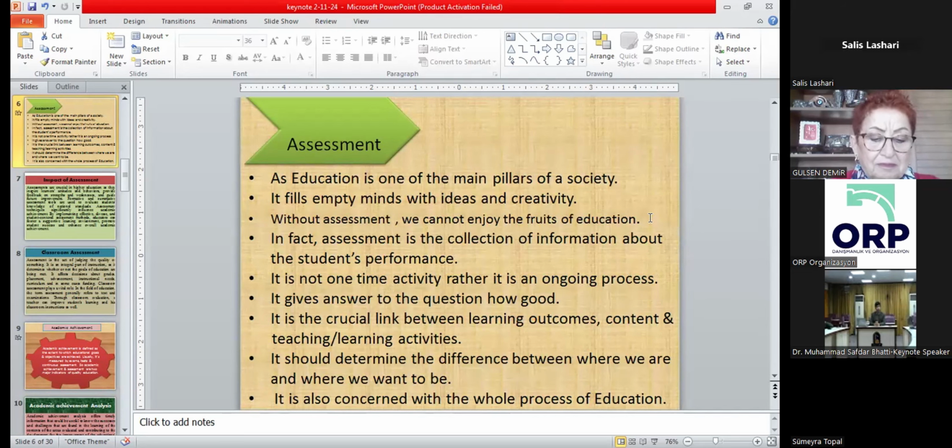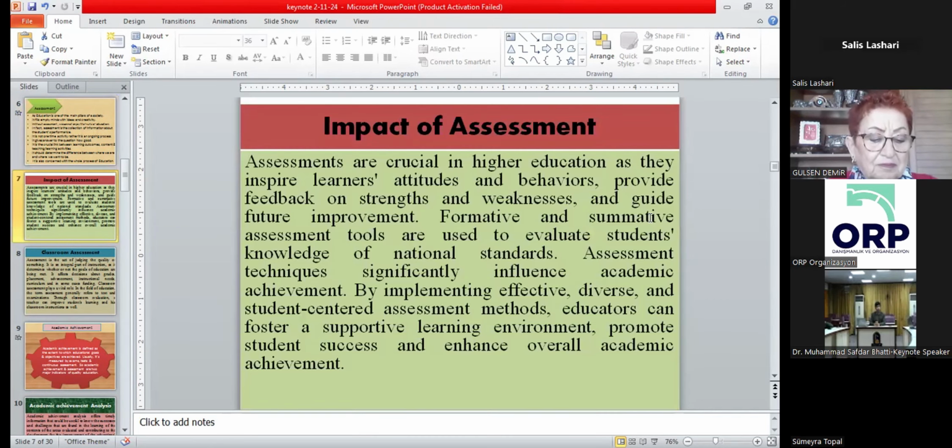It is not a one-time activity, rather it is an ongoing process. It gives the answer to the question of how good. It is the crucial link between learning outcomes, content, and teaching-learning activities. It is also concerned with the whole process of education. Assessments are crucial in higher education as they inspire learners' attitude and behavior by providing feedback on strengths and weaknesses and giving direction for future improvement.